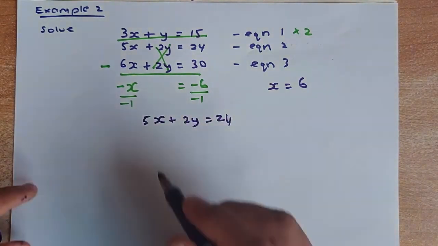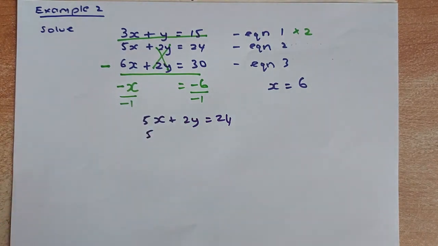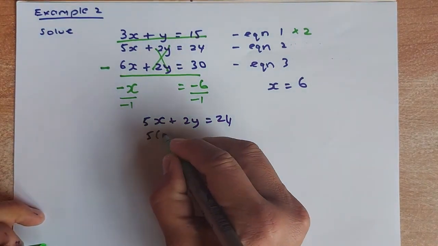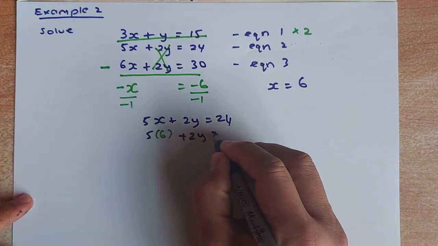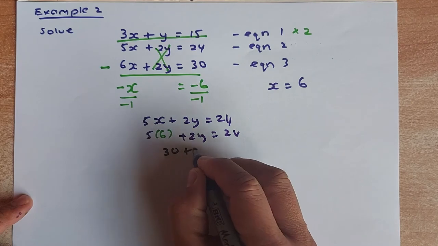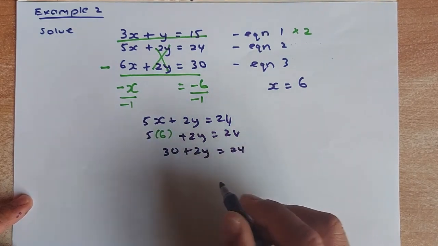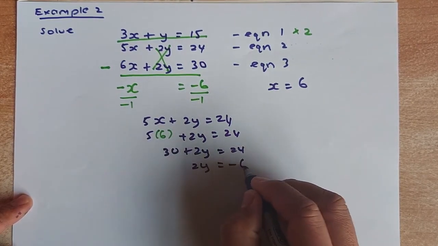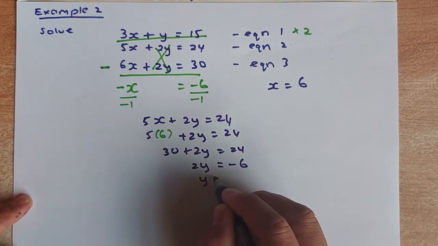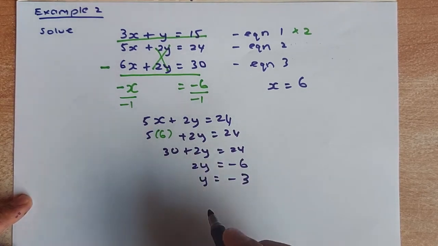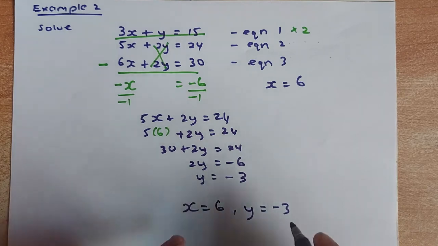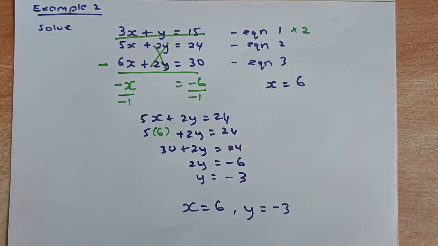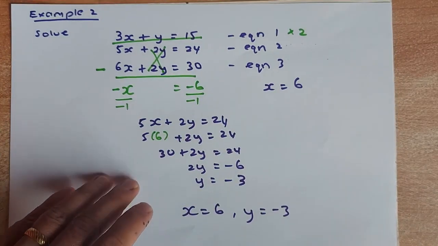Now if we substitute x equal to 6, 5 times 6, and then we are going to solve it as usual. 30 plus 2y equal to 24. 2y equal to negative 6, and divide by 2, you're going to get y is negative 3. So your answer is going to be x equals 6, y equals negative 3. If you substitute them into either of equations 1, 2, and 3, you should get the right answer.